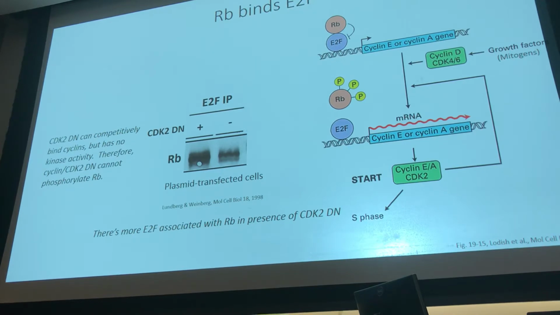In the case of this dominant negative CDK2, you see that you end up immunoprecipitating, or pulling, a lot of RB out of that complex. And that's because that RB is still stuck to E2F, okay? This dominant negative CDK2 was not able to phosphorylate RB, and so it stays stuck to E2F. And now in the absence of that dominant negative CDK2, you see less RB is actually bound to E2F. Does that make sense? Does anybody have questions about how that works? Okay.